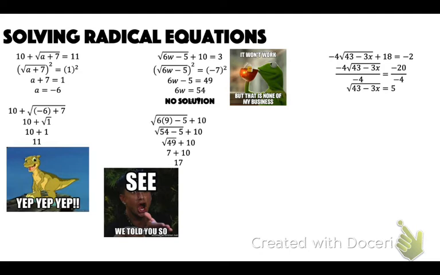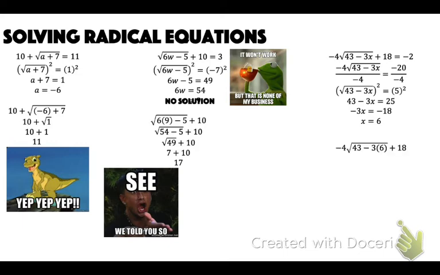And then we have the square root of 43 minus 3x equals 5. So I'm going to square both sides, and that's going to be 43 minus 3x equals 25. Subtract that 43 over, and I get negative 3x equals negative 18. Divide by negative 3, and you get x equals 6.